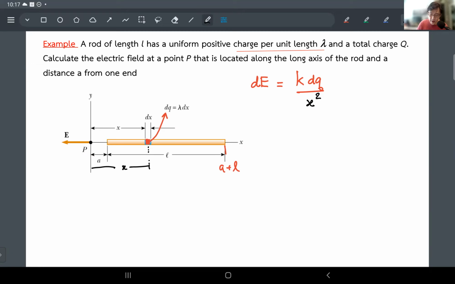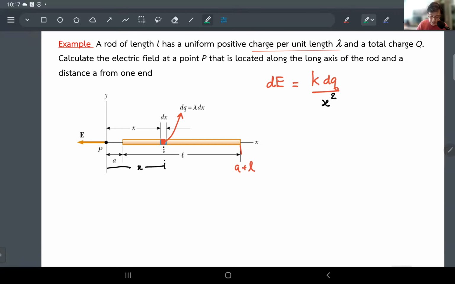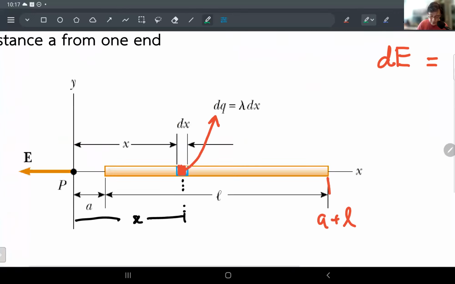When you say you need them all, it means you're going to have to do this on every piece in the rod. So you start slicing from the left end, chop, chop, you get one dq here. You do the next, chop, chop, chop, chop, all the way to the right end. You guys with me?